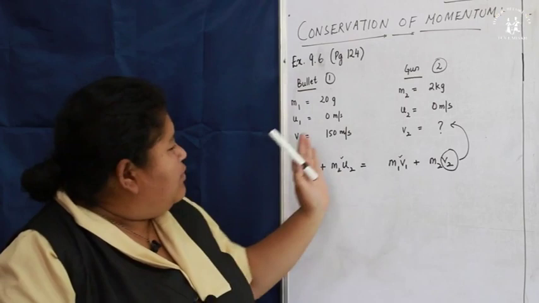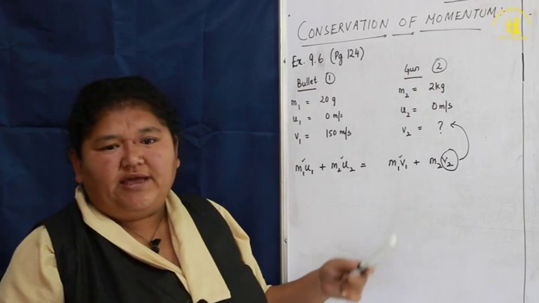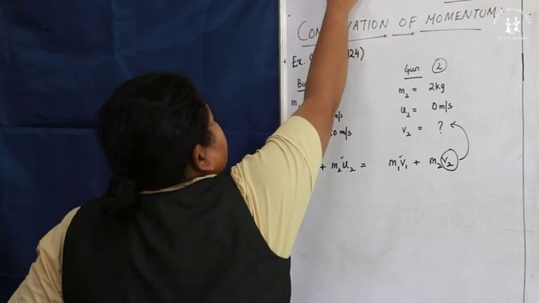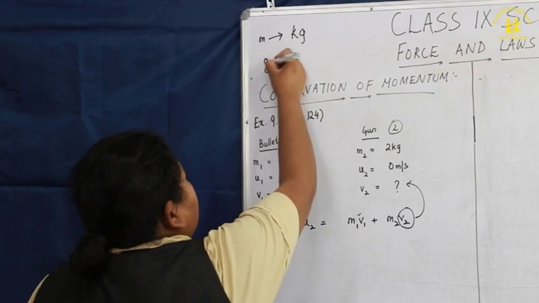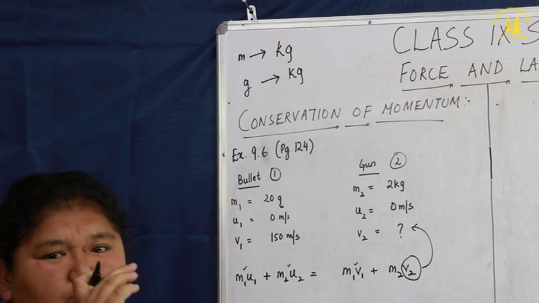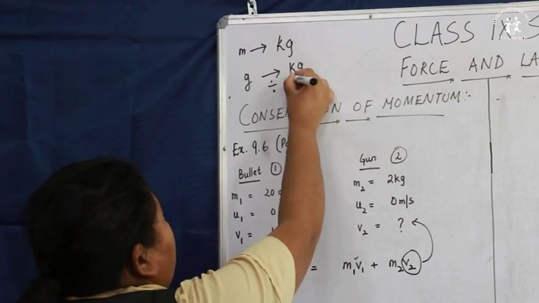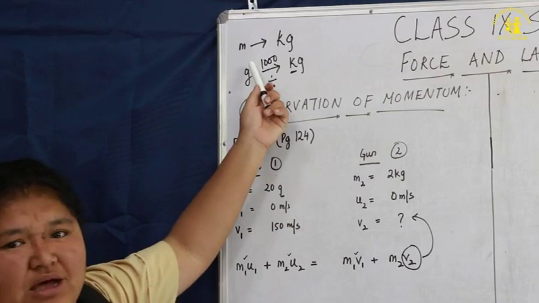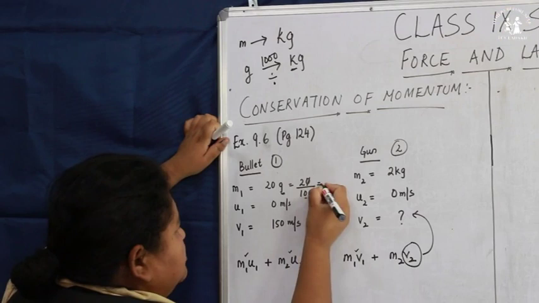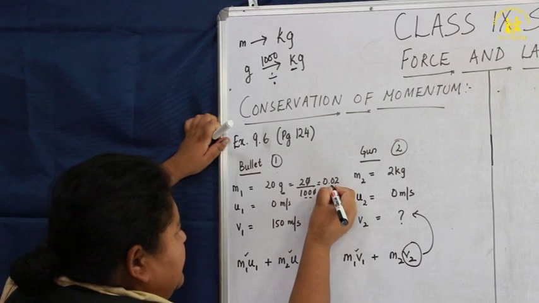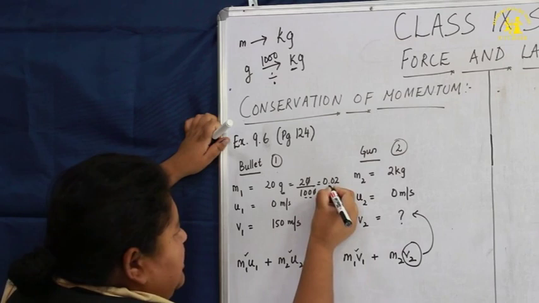Okay, now before substituting the values, what we must remember is the units. For mass, the standard unit is kg. Here the mass is given in grams, so we need to convert grams to kilograms. To convert, we divide by 1000. So we are going to divide 20 by 1000, right? 20 divided by 1000, cancel the zero, and we get 0.02. So what we get is 0.02 kg.